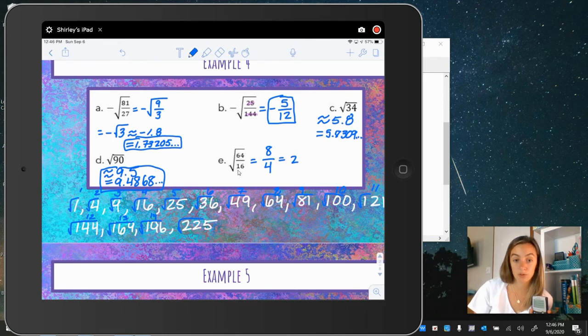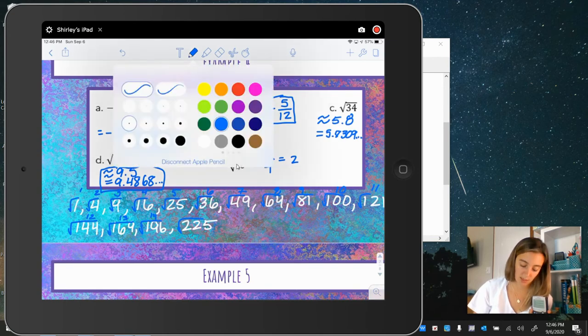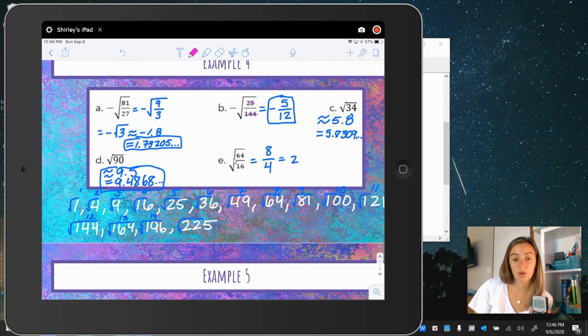Or you can reduce your fraction first. So I'm going to do my second method in a different color. So if I know what 64 divided by 16 is, 64 divided by 16 is 4. I didn't use my square root yet, so I'm going to keep that down in my work. 64 divided by 16 is 4, so the square root of 4 is also 2. So notice you get the same answers.